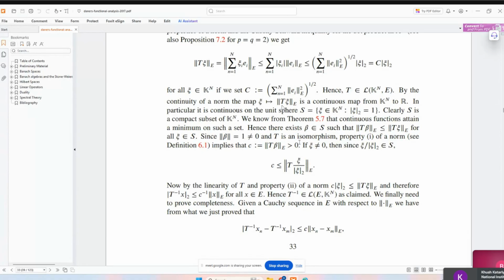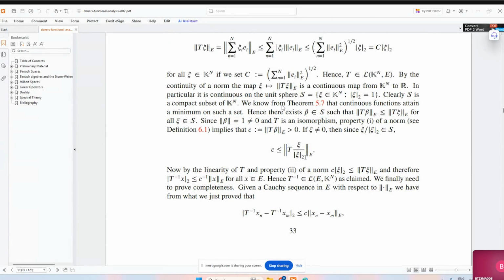Therefore we see the property of the norm, the C definition. That implies that C is actually less than or equal to norm T beta, which is greater than 0 if xi is not 0. So if xi is not of norm 1, then take xi over the norm of xi in L2. We take the vector, divide by its length, then it will be of length 1, so it will be on S. Therefore, by this C less than or equal to norm T beta, we have C less than or equal to norm of T of xi over norm xi, since it should be on the sphere.